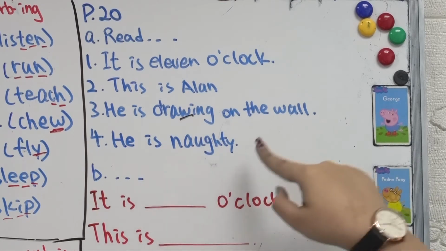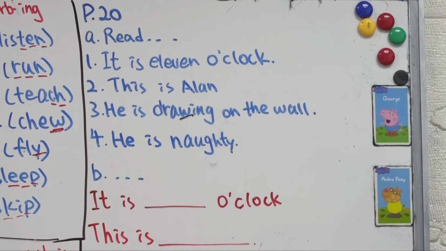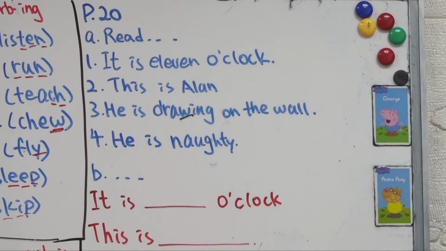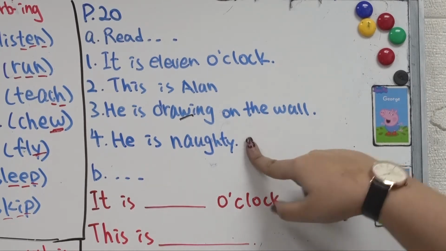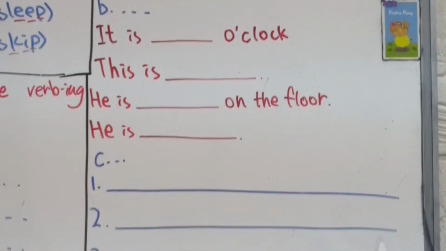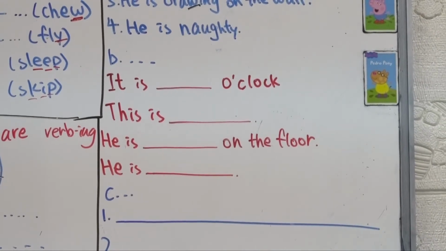He's drawing on the wall. He is. So you can use any word to describe him, okay? That has been done for you. He is naughty. Of course, you shouldn't draw on a wall, right? So that's why the word used here is naughty. So let's look at B. Fill in each blank with a suitable word.